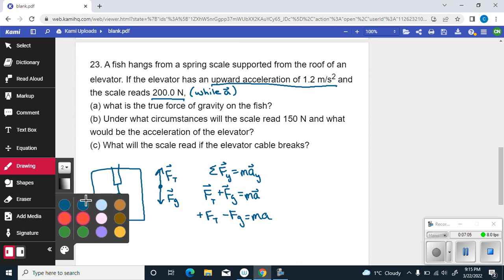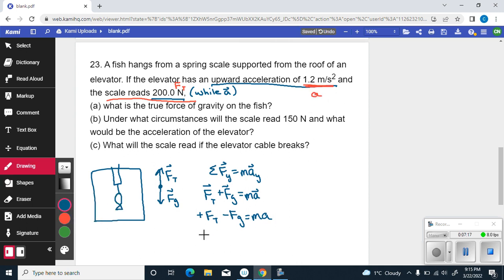So our scale is reading 200 newtons. So there's my tension. Here's my acceleration. Okay, so let's stick those in. So I have a tension of 200, and I have an acceleration of 1.2. Do I know any other numbers here?